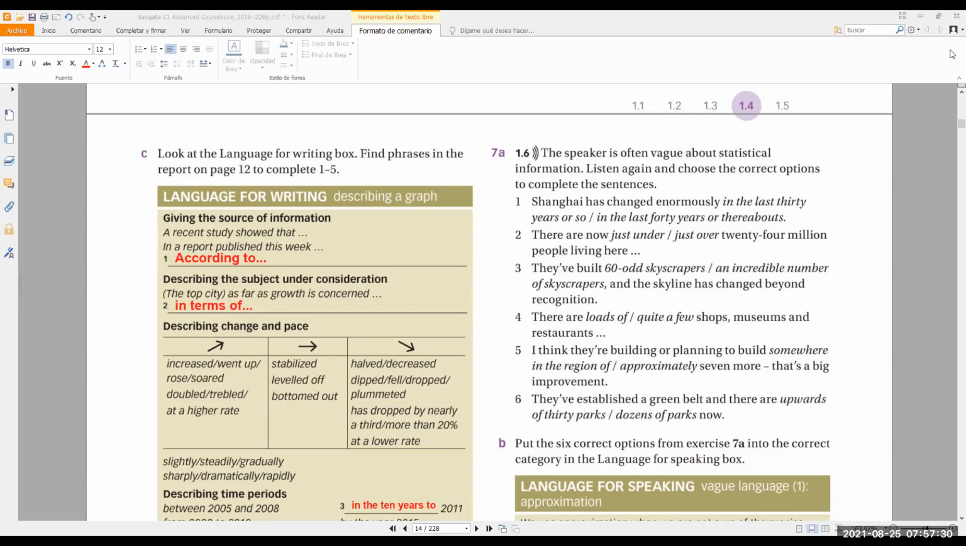I think the area that's undergone the most dramatic change is probably Pudong. It used to be a rural area, but it's been completely transformed. They've built an incredible number of skyscrapers, and the skyline has changed beyond recognition. A lot of the big financial institutions which used to be in the Bund, that's another district, well, they've moved to Pudong. You got the Shanghai Tower, that's the tallest building in China, and Pudong is also where the airport is now. There are loads of shops, museums, and restaurants.